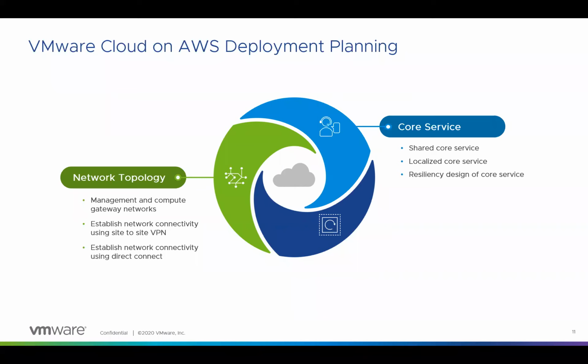The next one is the core services. We call them tier 0 services or infrastructure services, such as NTP, DNS, backup, SMTP, and so on. These are the core services which are generally required for the application to function in the hybrid cloud scenario. So our recommendation is to deploy localized core services and provide resiliency to the core services. And we'll talk about this one as well in the next slides.